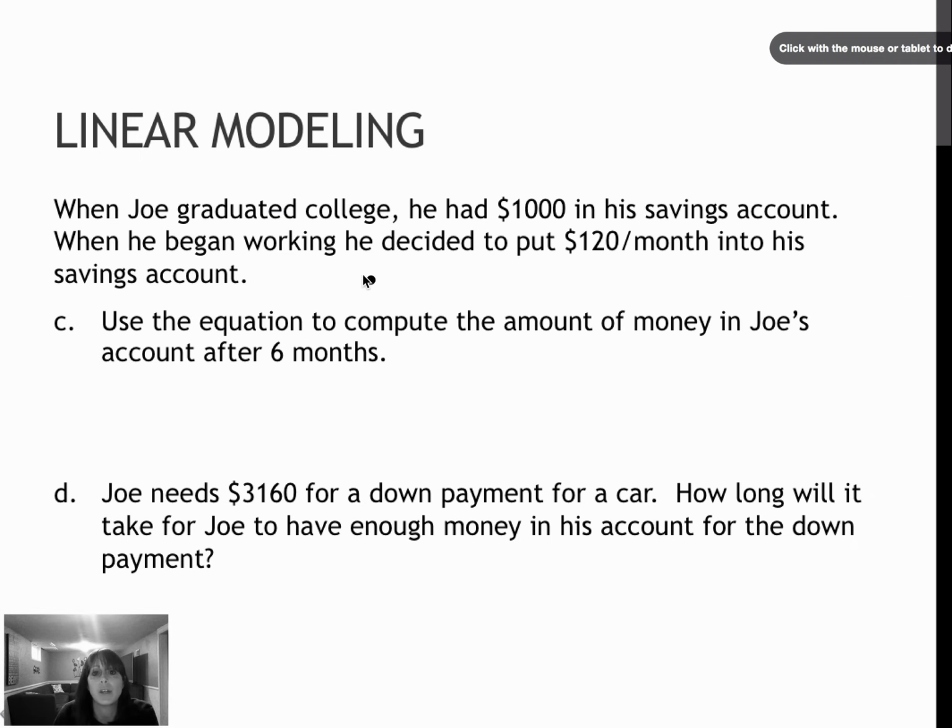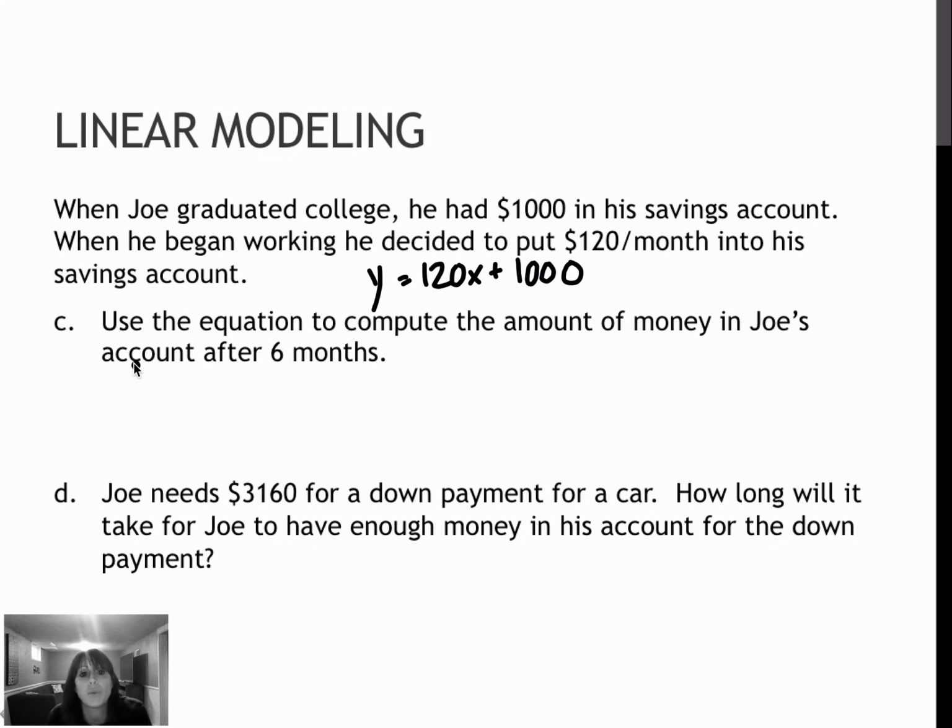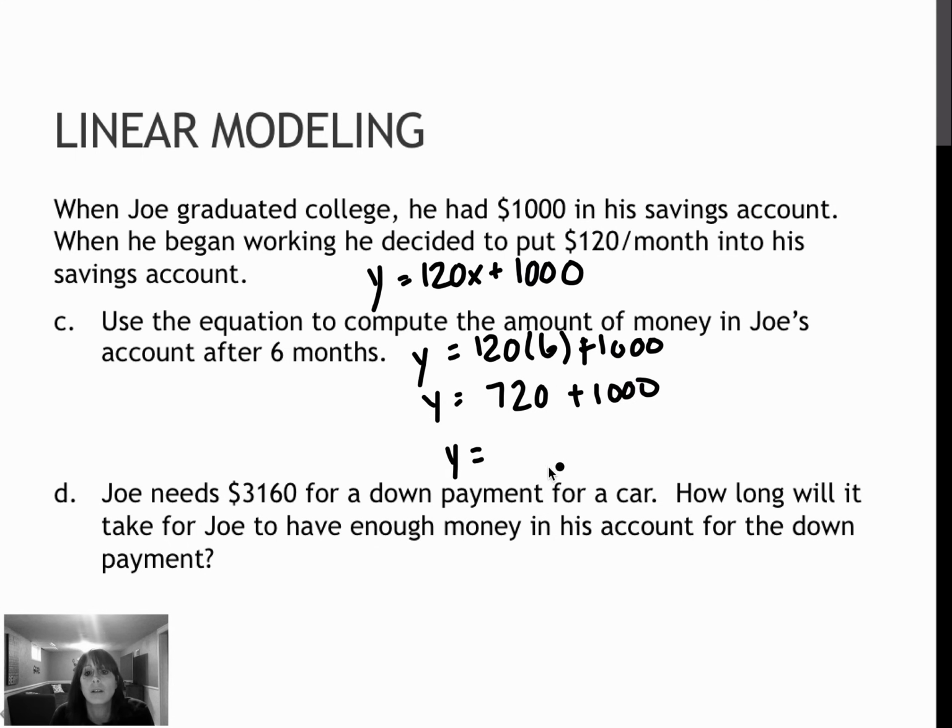Now we're going to use that equation, and again, I'll just rewrite that equation for you to do some predictions. For the first one, we're computing the amount of money in Joe's account after 6 months. So again, x represented months and y represented total balance. So for this one, I'm simply replacing x with 6. And if I take 120 times 6, I get 720. And if I add that to 1,000, I get 1,720. So my answer is the amount of money in Joe's account would be $1,720. And if I had more room, I would write out that entire sentence.